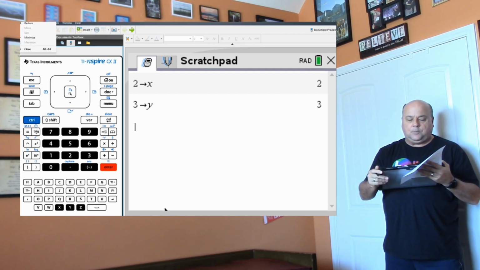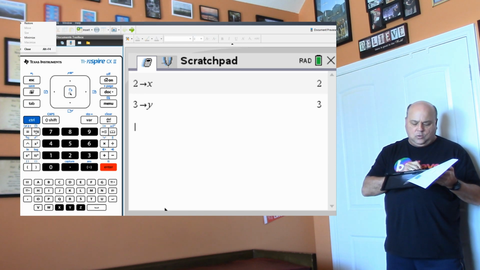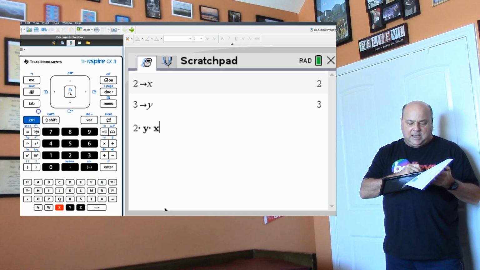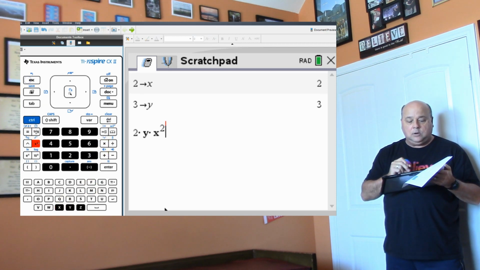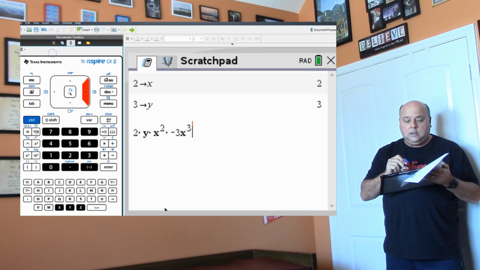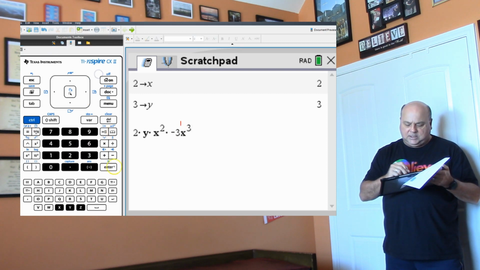Now then, I'm going to get my paper here so I can see my problem. We're going to type in the problem. So we have 2y and then x squared, and I'm going to put times in there. Sometimes it doesn't work. 2 times y times x to the second power times a negative 3 and then x cubed, x up button 3, times y squared, and I need to put a times right here.